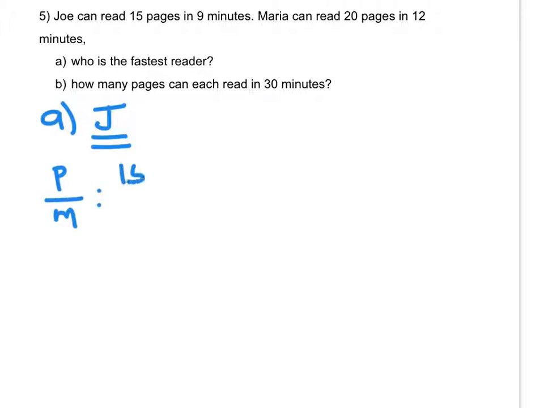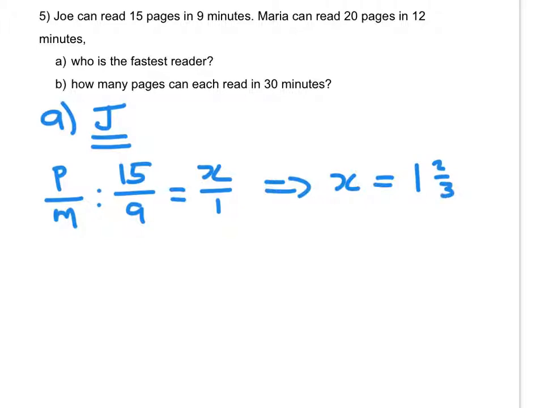So for Joe, 15 pages in 9 minutes is how many pages in 1 minute? Okay. So you're going to cross multiply, and in this case I'm going to help you to solve this one. So it's 15 times 1 is 15, divided by 9 is 1 and 6/9, so 1 2/3. 1 2/3 pages in 1 minute. Okay, that's what that means, because that's what the x is.